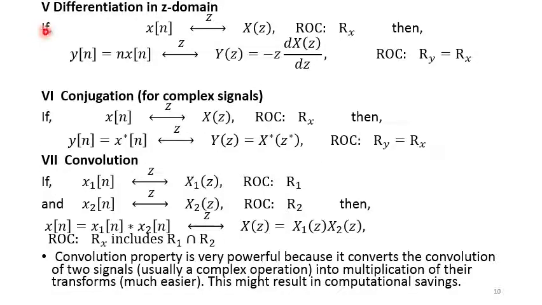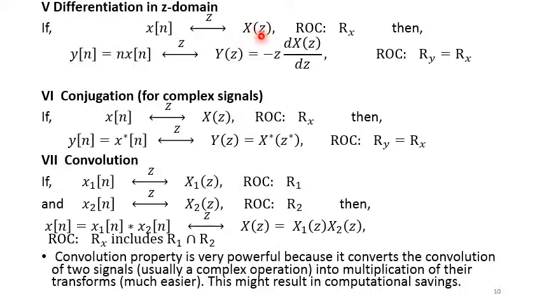Okay, so the next property is differentiation in the Z domain. x of n has Z transform x of z, with the corresponding region of convergence represented by R of x. Then y of n equals n times x of n. How you get this is that we have x of z, and we represent its derivative by y of z, so y of z equals the derivative of x of z.